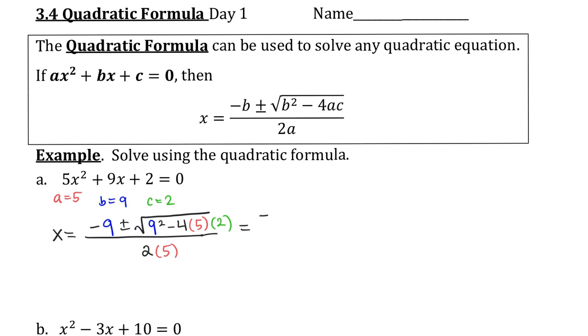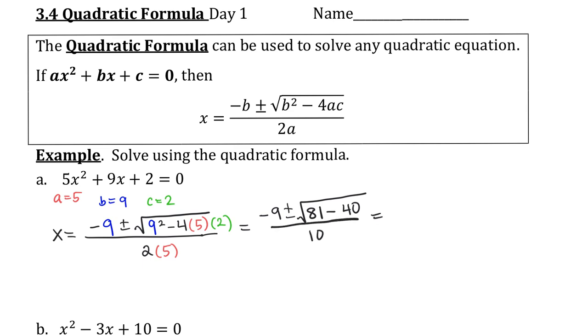So I have negative 9 plus or minus, I'm going to simplify the radical. 9 squared is 9 times 9, so that's 81 minus 4 times 5 times 2. I'm going to multiply all three. I can do it in any order. So 4 times 5 is 20. 20 times 2 is 40. Okay, now the order doesn't matter. So if I had done 2 times 5 is 10, and 10 times 4, I would still get 40. Okay, the entire thing is over 10.